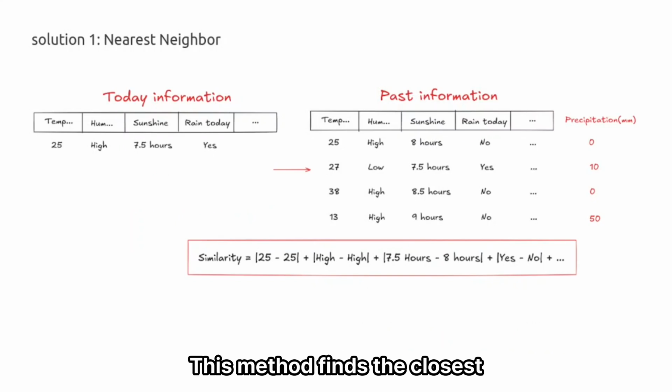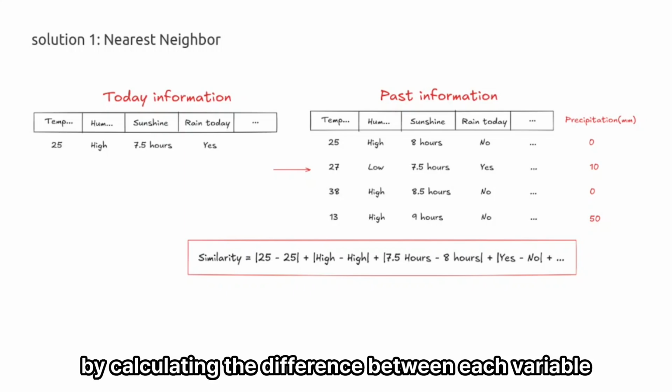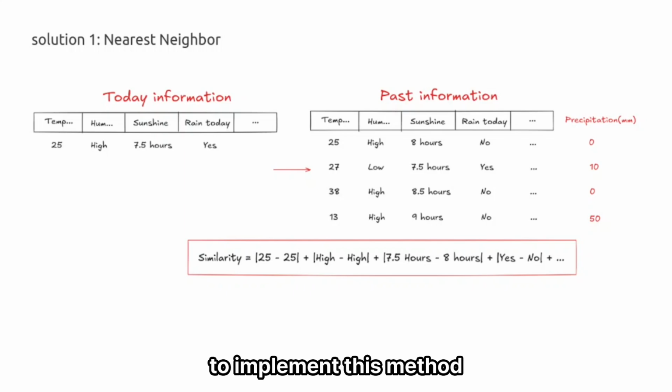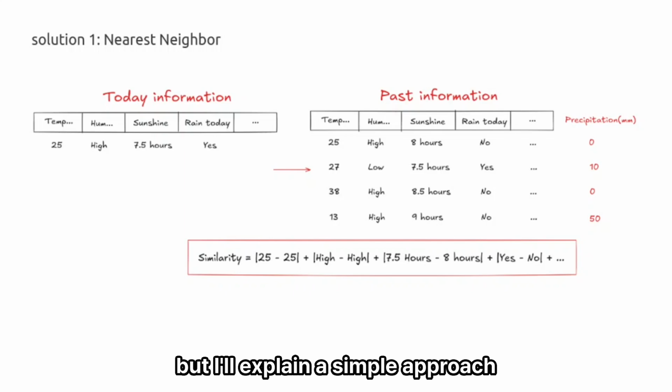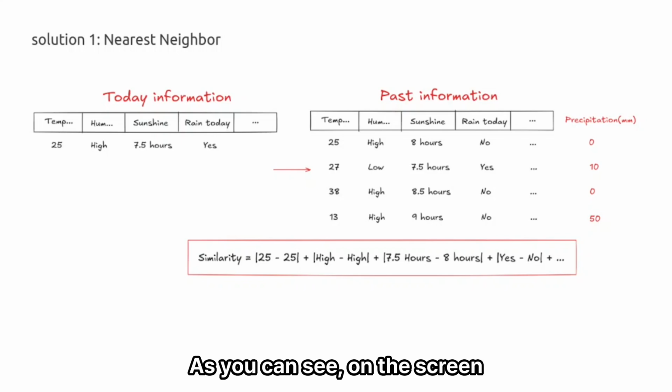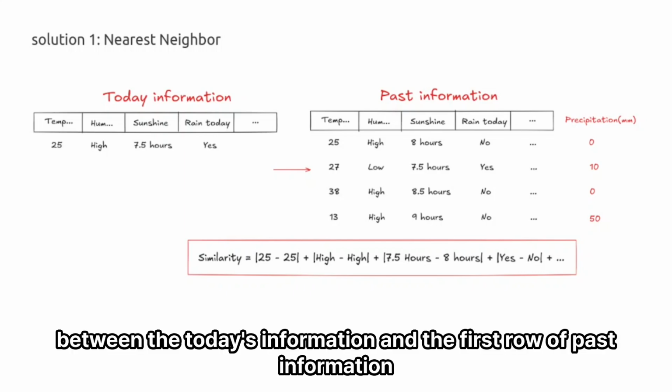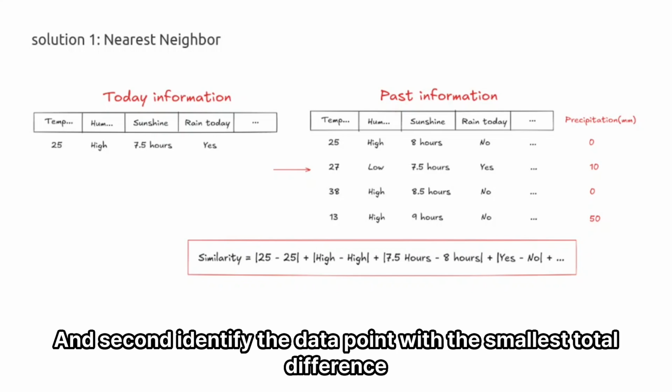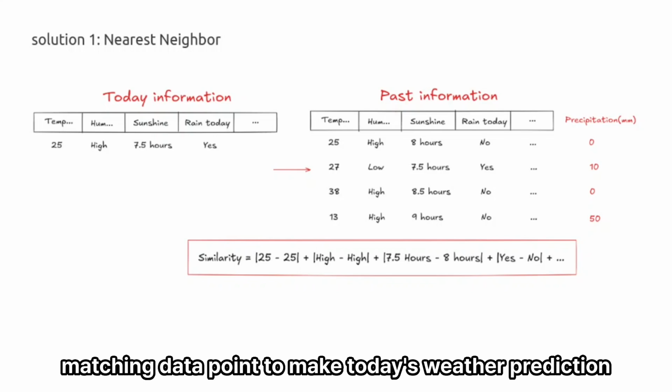This method finds the closest matching data by calculating the difference between each variable. There are various ways to implement this method, but I will explain a simple approach. First, calculate the absolute difference for each feature and sum them. As you can see on the screen, I calculate the absolute difference between today's information and the first row of past information. Second, identify the data point with the smallest total difference. And third, use this closest matching data point to make today's weather prediction.